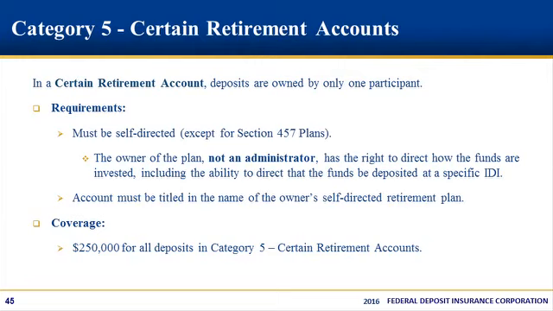If the investment decision is made by a plan administrator, then the deposit is still insured by the FDIC, but the amount of coverage is calculated using rules under Category 6, Employee Benefit Plan accounts. Third, the account must be titled in the name of the owner's retirement account. For example, individual retirement accounts, or IRAs, are the most common example of certain retirement accounts, and the account needs to be opened with IRA in the title. And finally, the coverage for Category 5, certain retirement accounts, is a maximum of up to $250,000.